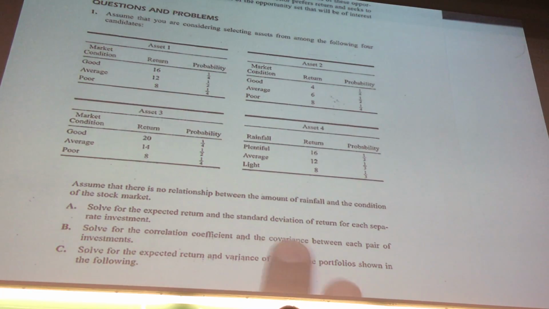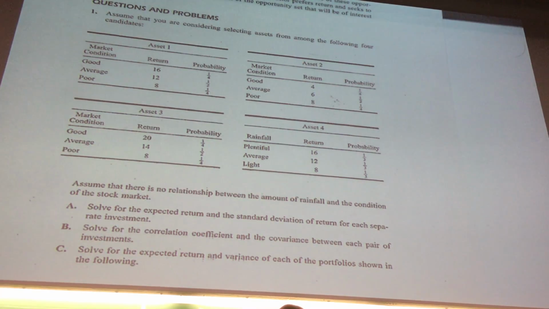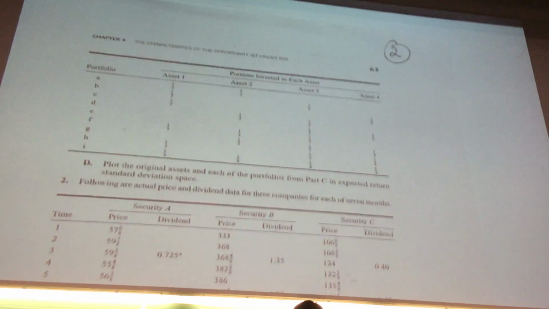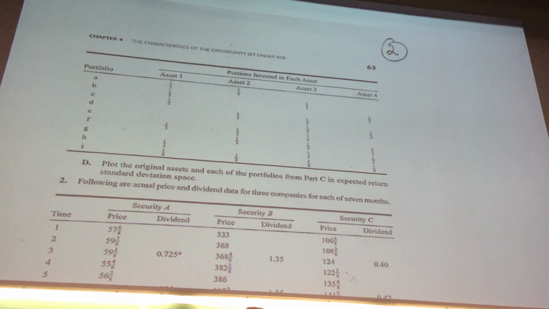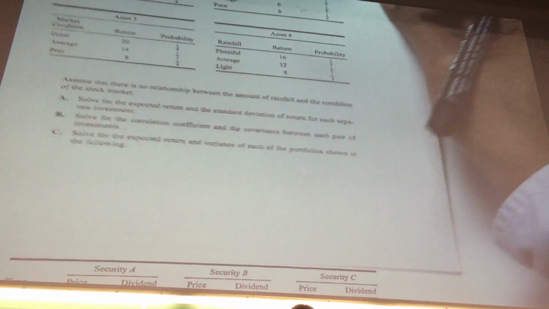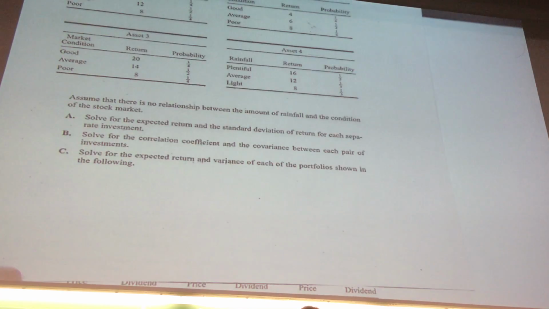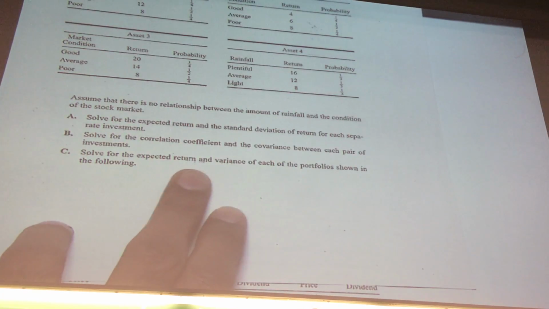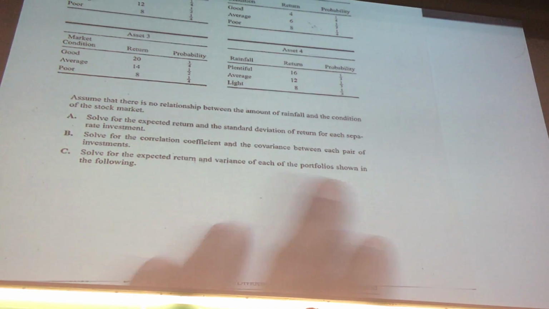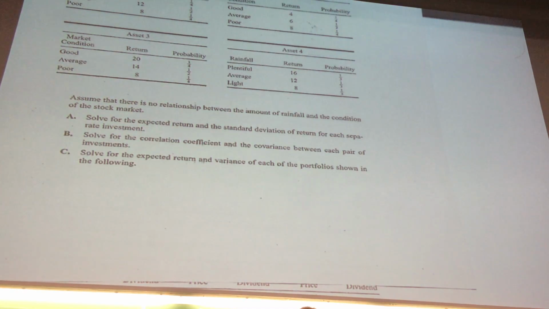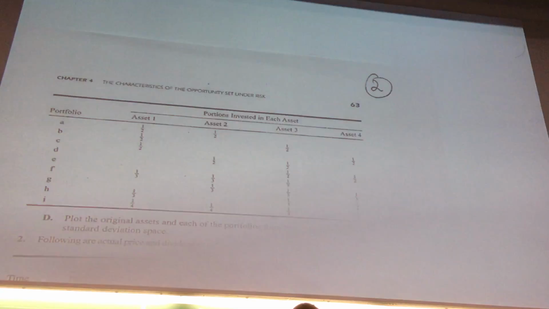And yeah, once you know the covariance, you are in a position to find the correlation coefficient by dividing with the standard deviations. So that is a very simple exercise. Part C is: solve for the expected return and variance of each of the portfolios shown in the following. Okay? Expected return and variance of the portfolios.